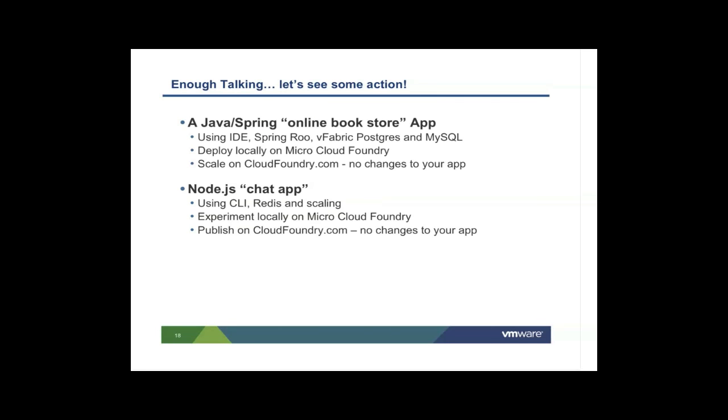We're going to show two apps. The first one is a Java Spring app, an online bookstore. We're going to first deploy it on a Micro Cloud and then scale it to Cloud Foundry without changing our code. And we're even going to change the database that we use. Then we're going to have some fun with a Node.js chat app. We're going to start by deploying it again on a Micro Cloud and then scale it to cloudfoundry.com.